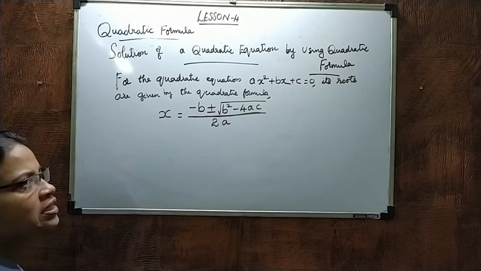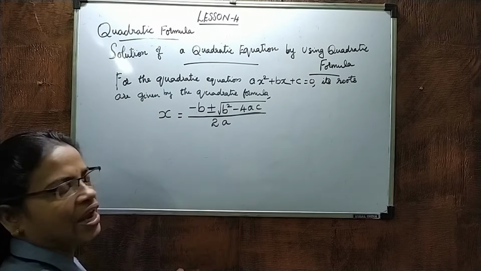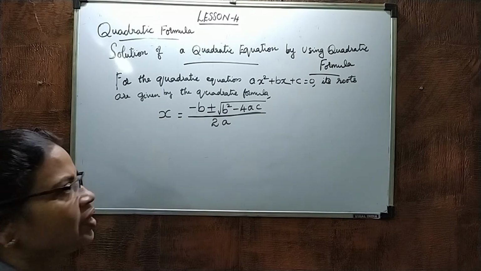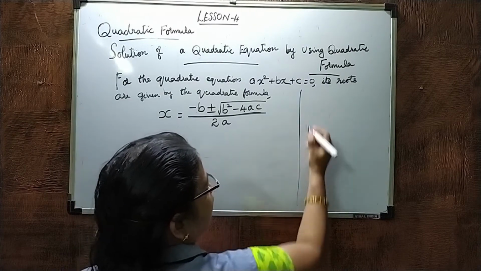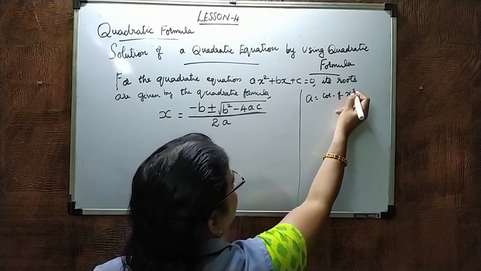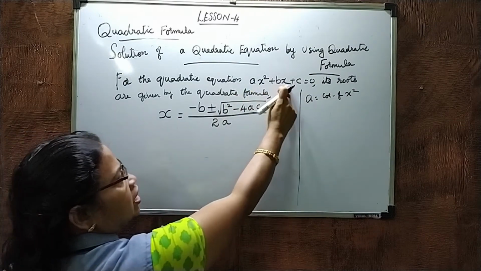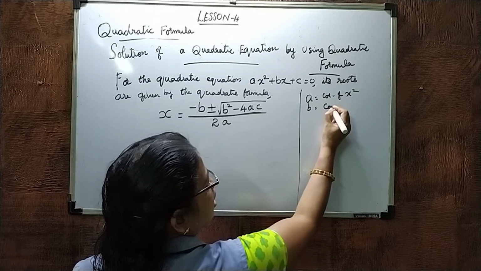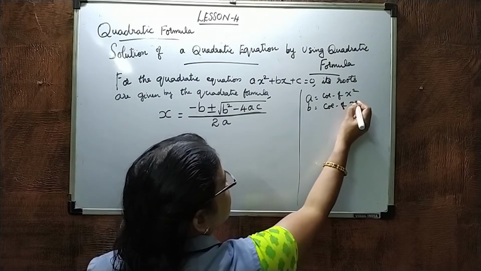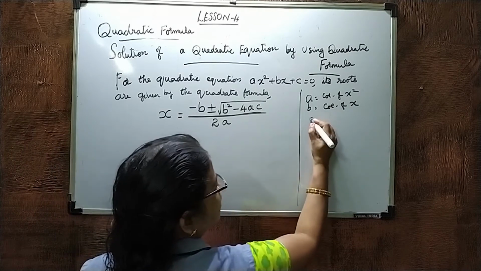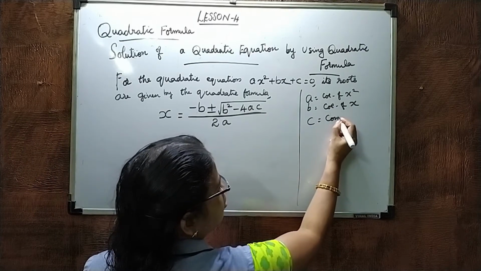Now look, what are a, b and c? Some variables are there, no? What is a? Here we can write a is the coefficient of x². Now look, this is the quadratic equation, right? And then b is what? It is the coefficient of x, right? And then c also here. What is c? It is the constant.